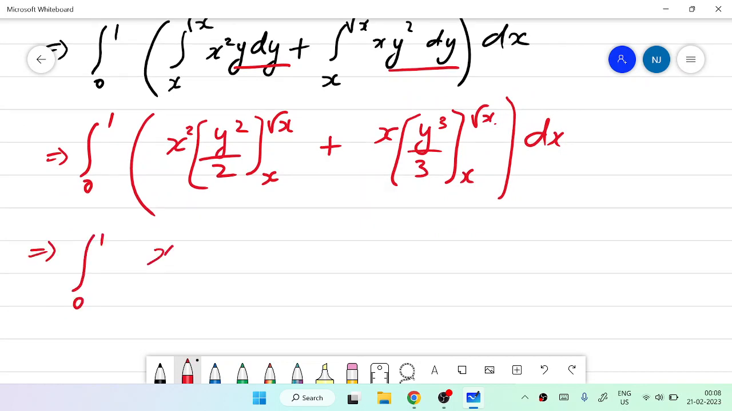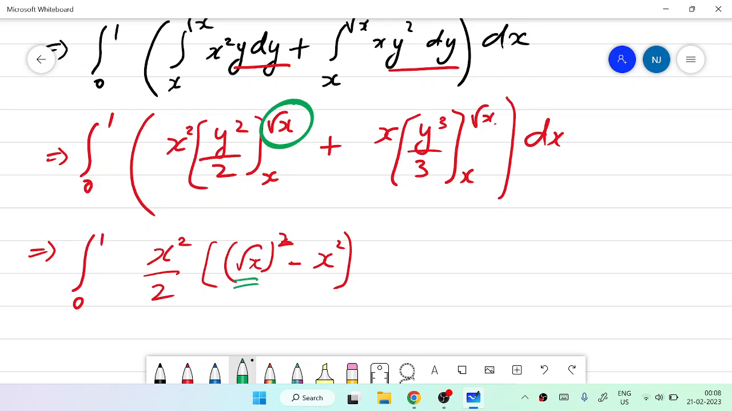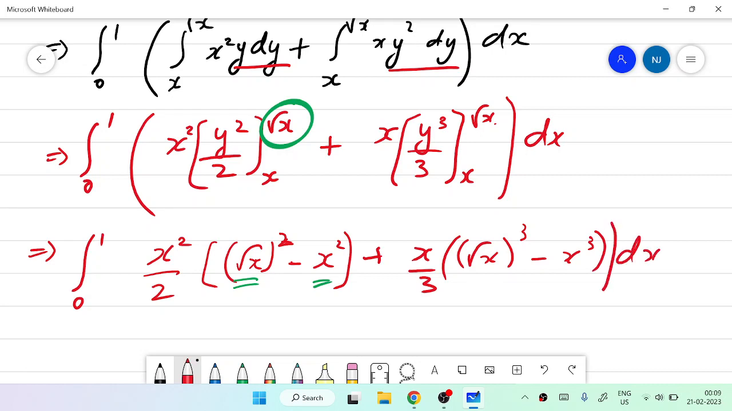So it is like integral over 0 to 1, x square into y square by 2. I'm taking this 2 also common outside. Then it will be like root x the whole square minus x square. Okay, minus, I'm just substituting the upper limit first instead of y, and then I'm substituting the lower limit instead of y. Understood? Then plus x into y cube by 3, if you substitute, root x to the whole cube minus x cube will come into dx. Understood? So I'm taking this 3 outside, and then substituting the upper and lower limit instead of y. So it will be like root x cube minus x cube will come.